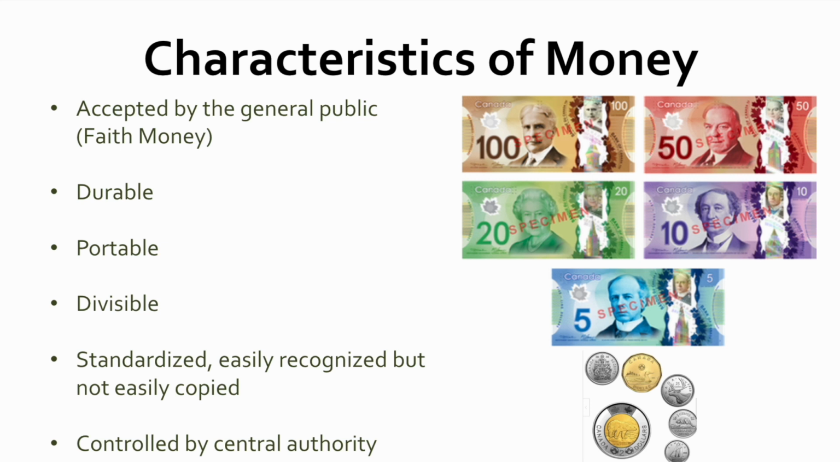It also has to be portable. If you've ever carried around a pocket full of loonies or toonies, they can be quite heavy. So we need to make sure that our money is as portable as possible, so it's light and easily carried. It has to be divisible, meaning that 2 fifties make 100, 5 twenties make 100, these sorts of things. So this divisibility has to be there so that we can make change.